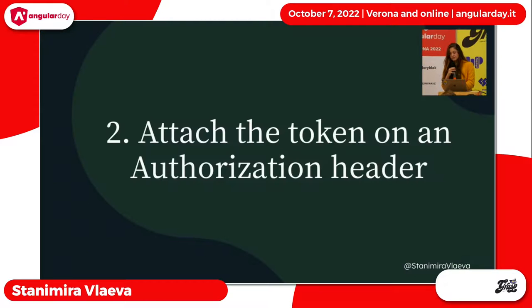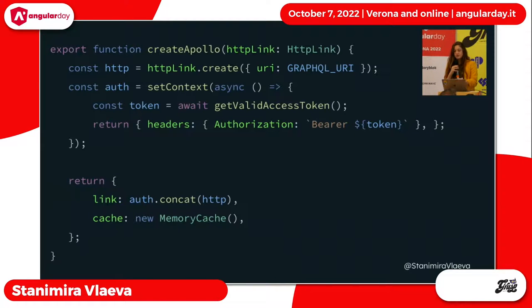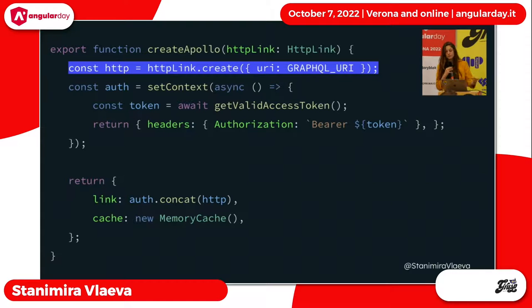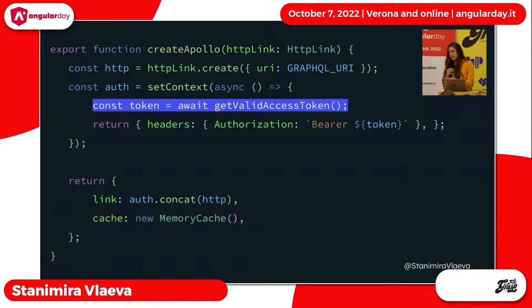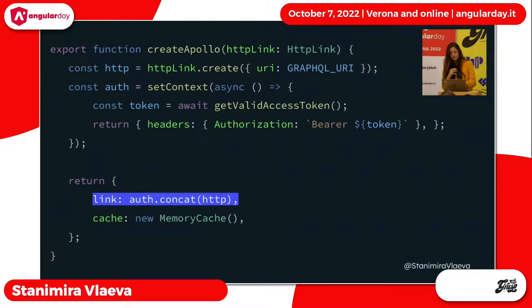So we have the get access token function. And now we need to attach that token to the authorization header before sending the actual request. And we need to do that for every request. In order to do that, you need to create a special function that the Apollo Angular library expects, called createApollo, that should return an HTTP link or an object with an HTTP link. So first, we create the HTTP link by providing the address of our API. Then we use this special setContext function to actually get the token and attach it to the header. And then finally, we concatenate this authorization part with the actual HTTP link.